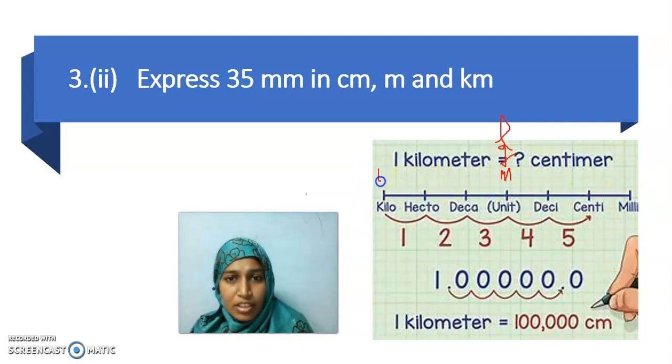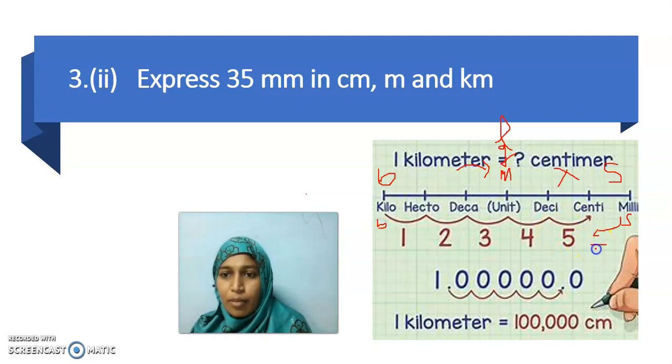So if I convert this bigger unit to smaller unit, if I am going this way, bigger to small, 1 kilometer is equal to how many millimeter? 1 kilometer is equal to 1000 meter. Likewise, what should I do? I should multiply. Now if I go in the reverse order, small to big, what should I do? Divide. Is it clear, my dear children?